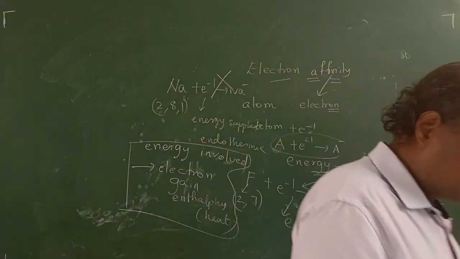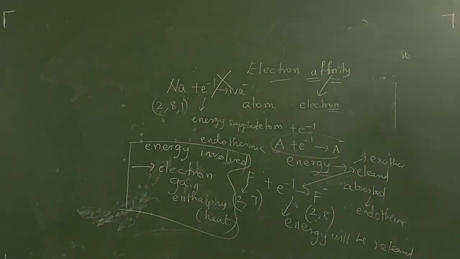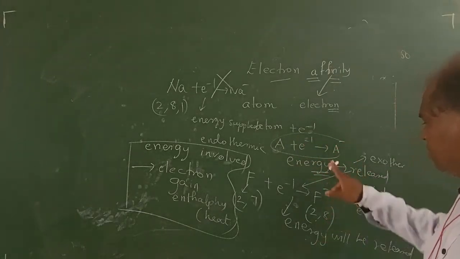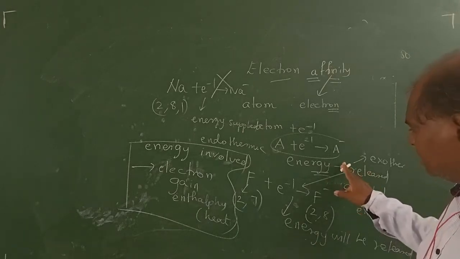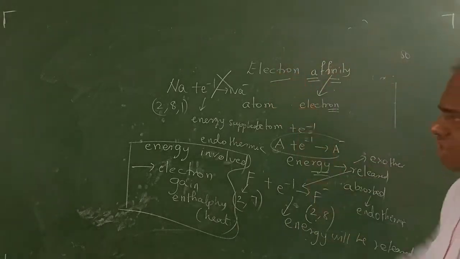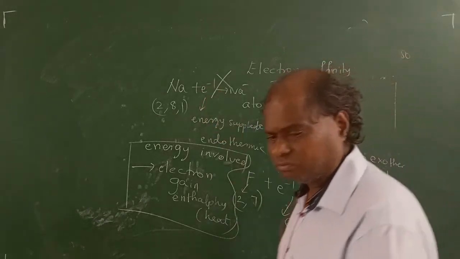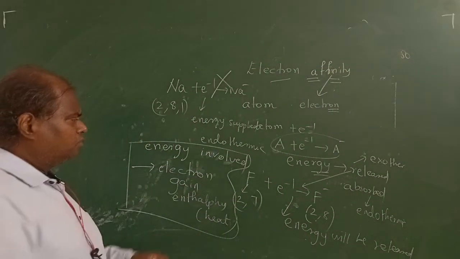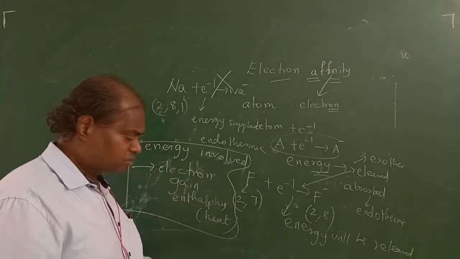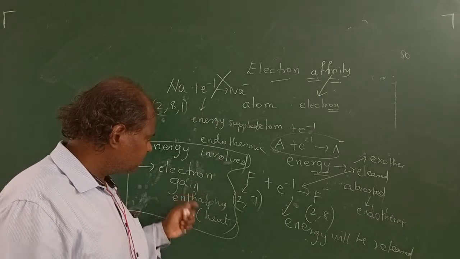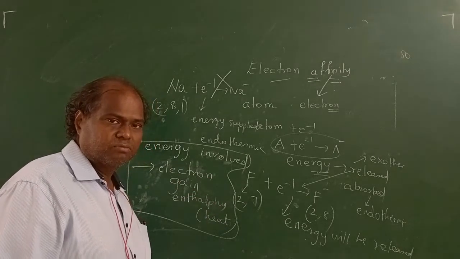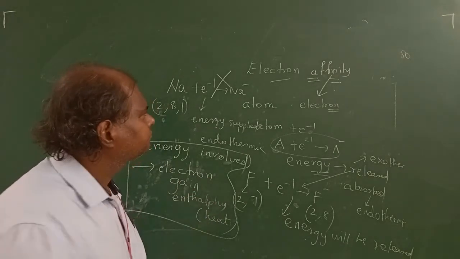Let me recollect once more. An atom, if it likes to have an electron, goes from A to A minus. Energy will be either released or absorbed. When will it be released? When the octet is complete. Fluorine likes to have it. When will energy be absorbed? When you are forcing it. Sodium doesn't like to have an electron. And the other name for this energy that is released or absorbed is electron gain enthalpy. Enthalpy means heat.